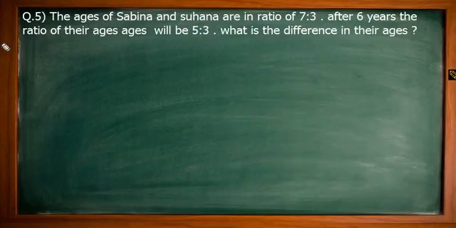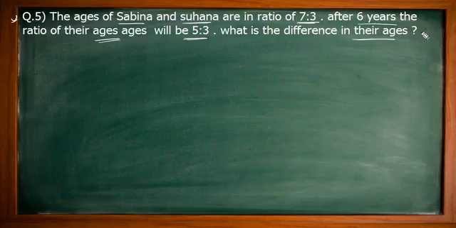Problem number 5. And see guys, the ages of Sabina and Suhana are in the ratio 7:3. After 6 years the ratio of their ages will be 5:3. What is the difference in their ages? That is your question. That is another type, that is T3. Okay, so how can you approach such kind of problems?